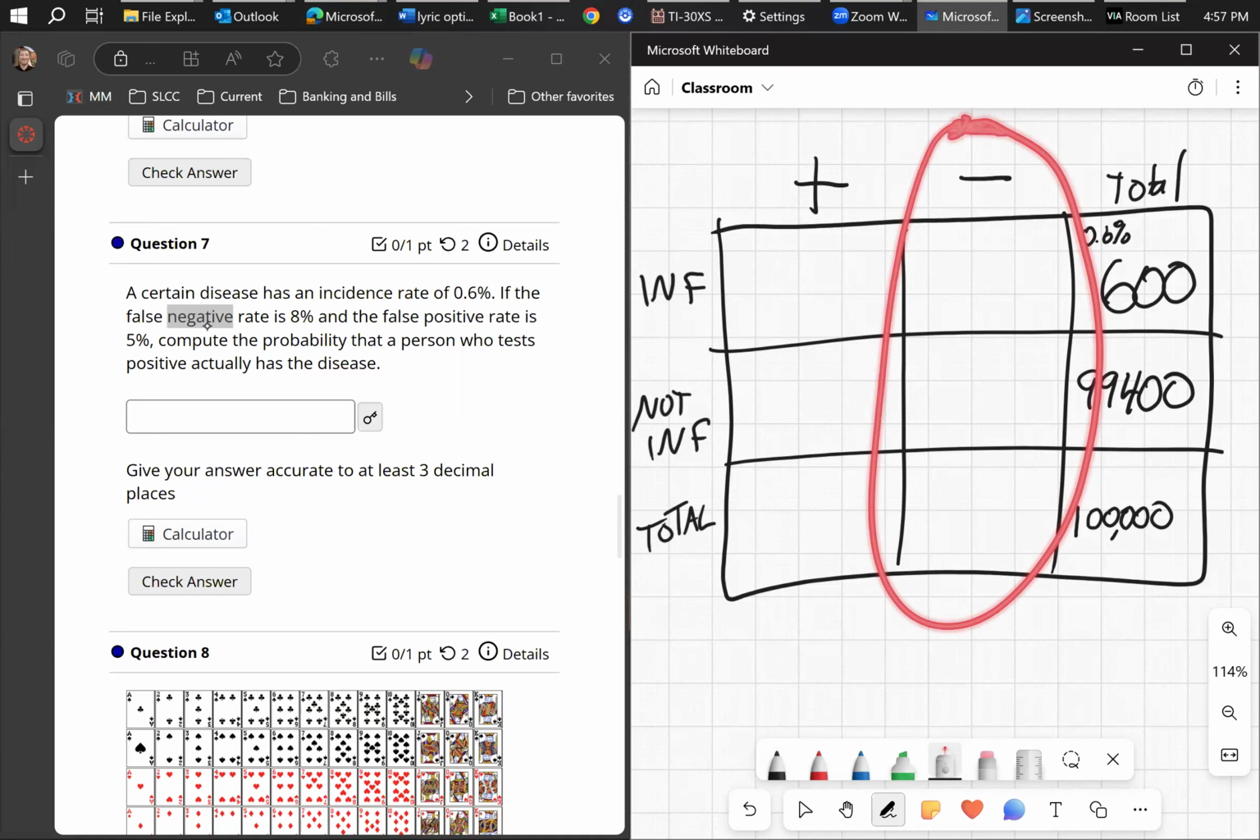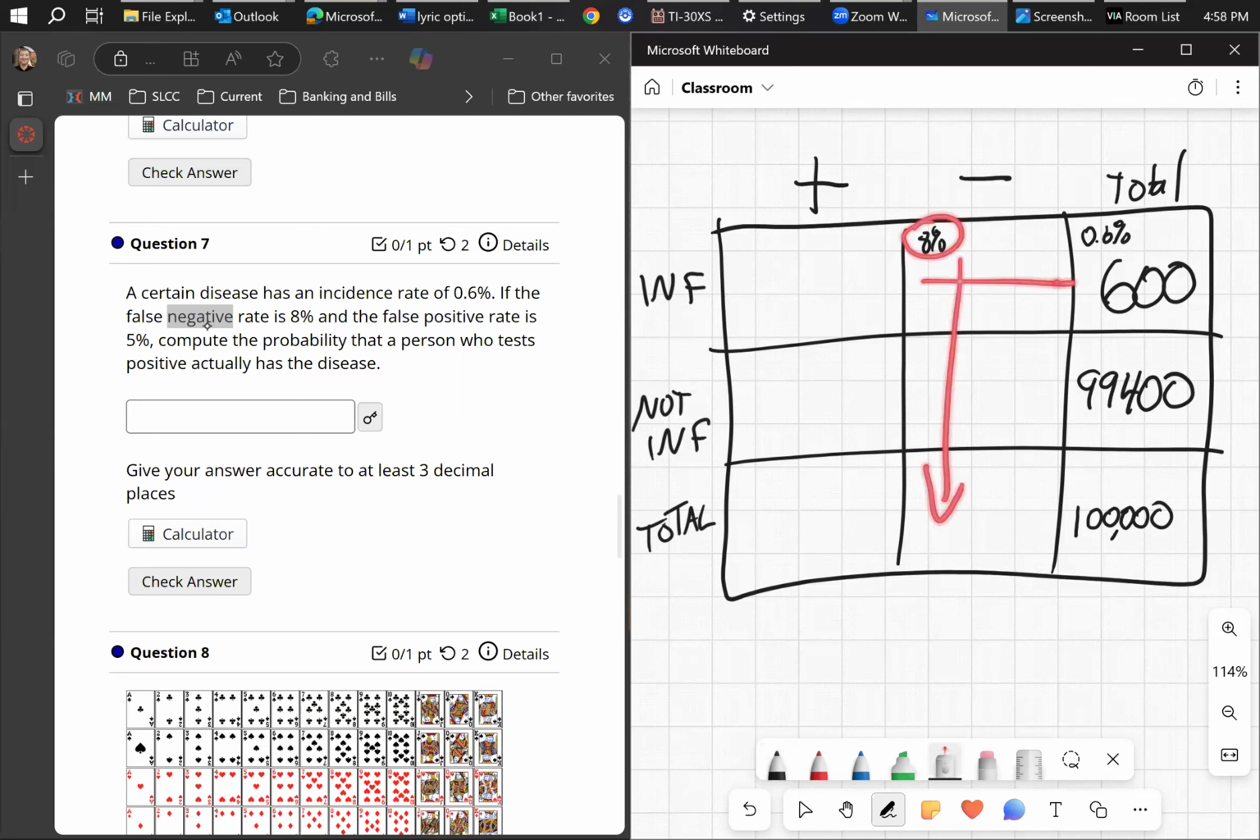The false negative, which one of those is a lie? So you got a negative test. These people are infected and got a negative test. That's a lie. This is the false negative rate. This one down here would be the true negative. This is the false negative. Okay, once again, when you have a percent, look for a total, and then you can apply them. 8% of 600, and we can fill this number in.